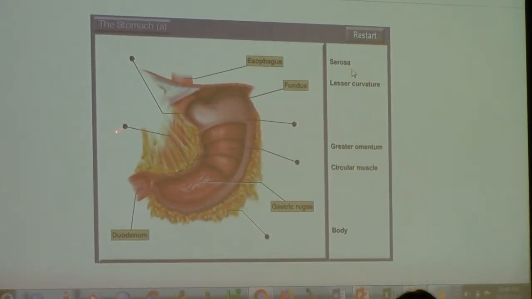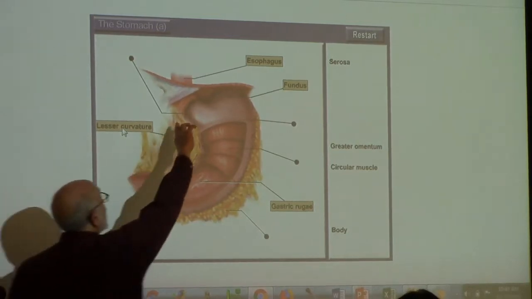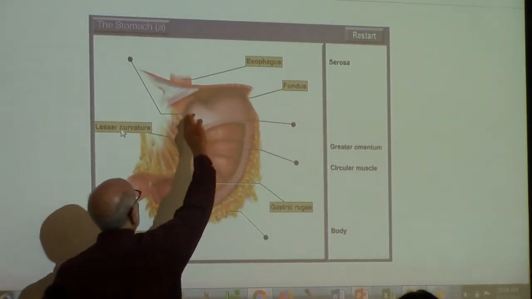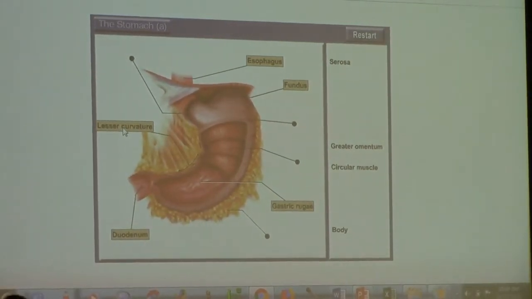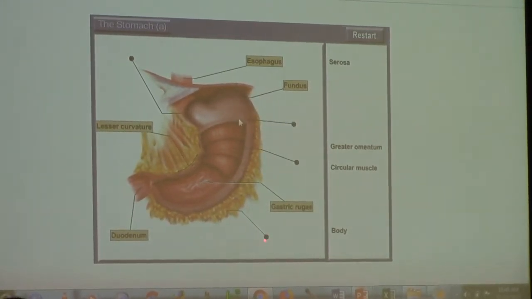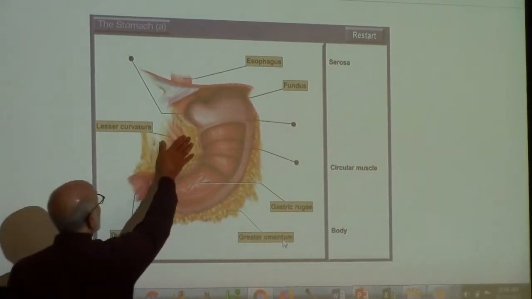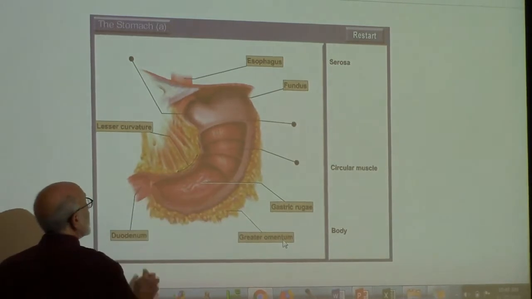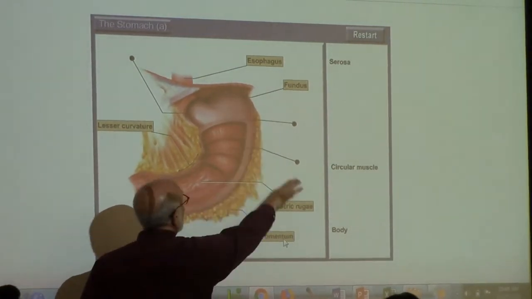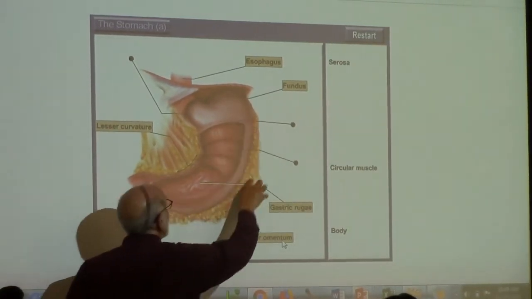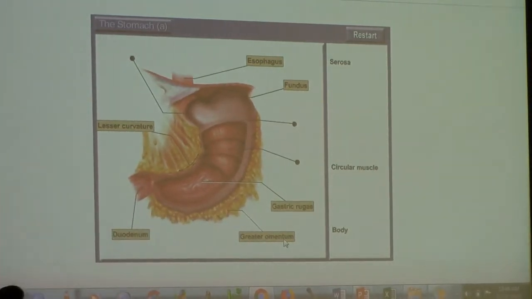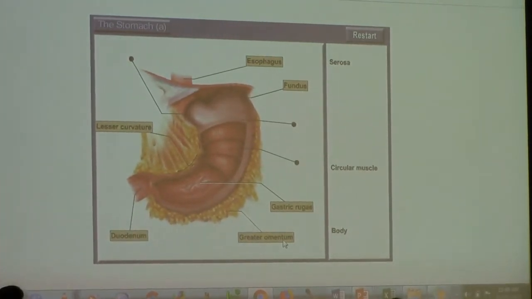This is the lesser curvature, yes. That's something that wasn't on the previous slide, but it is an anatomical name. This curvature of the stomach is the lesser curvature. This is the greater omentum. This layer of fat, so the lesser omentum connects to the lesser curvature, and the greater omentum is a flap of fat that connects to the greater curvature of the stomach. So the names are somewhat helpful.